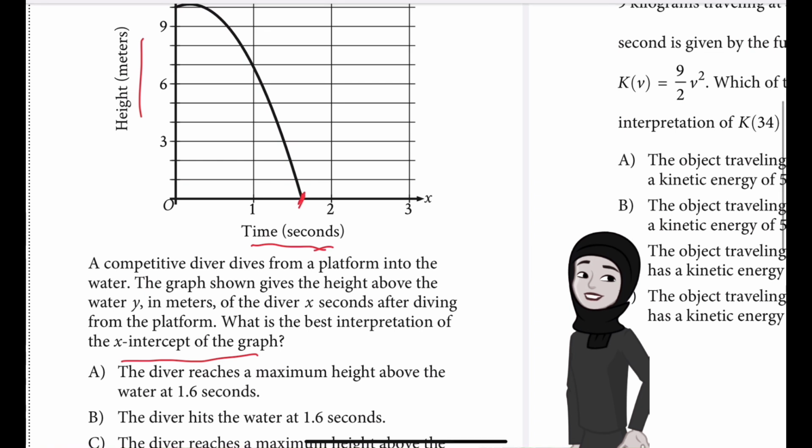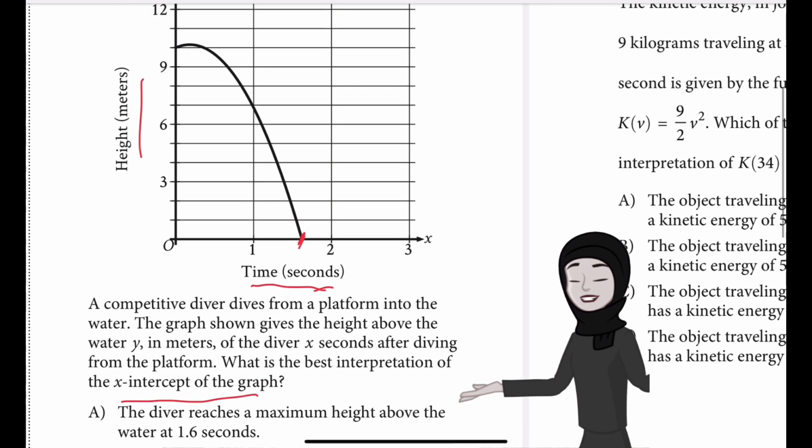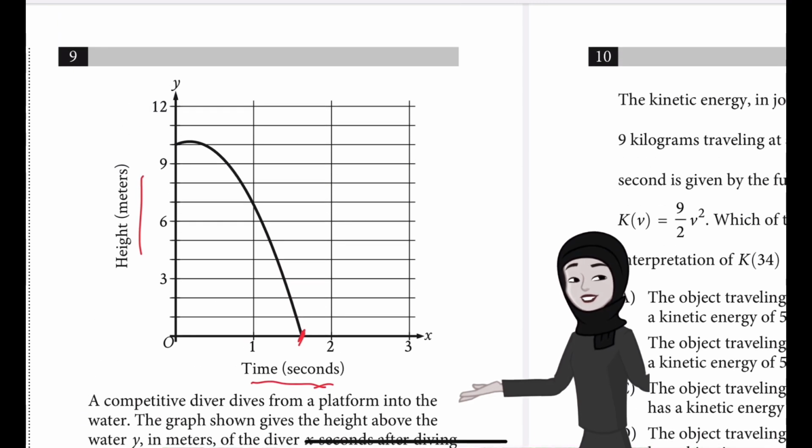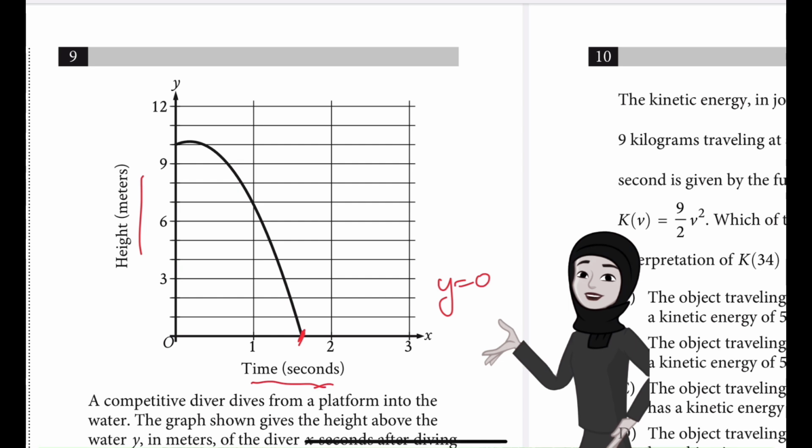The x-intercept of the graph is the point at which the graph is going to touch the x-axis. So now it's given that the graph shows the height above the water y in meters of the diver x seconds after diving from a platform. The x-intercept of the graph is a point at which the graph intersects the x-axis, or when the value of y is 0. So when y is 0, then only we get the x-intercept.